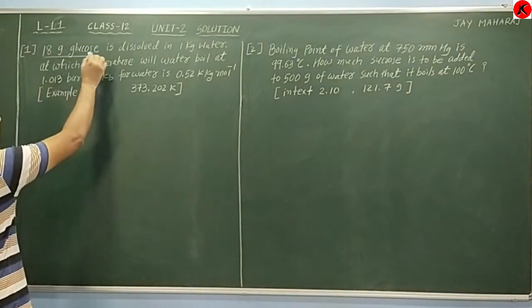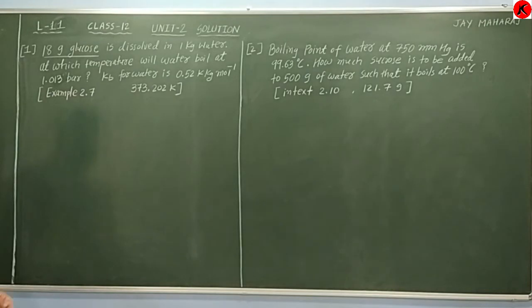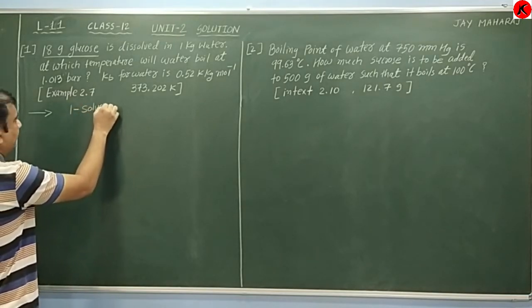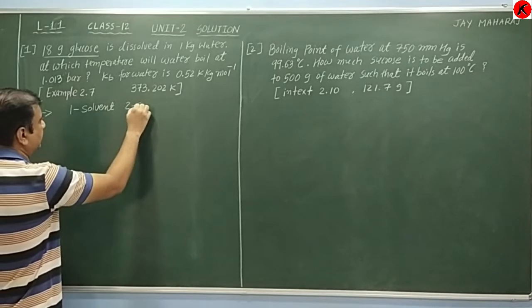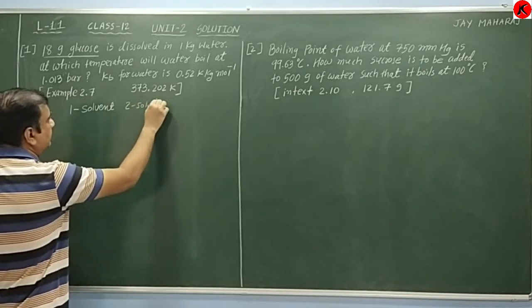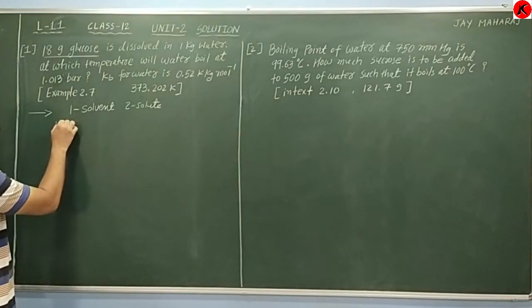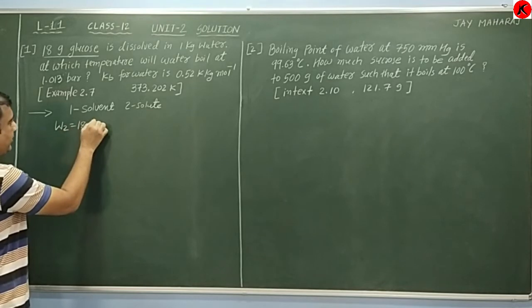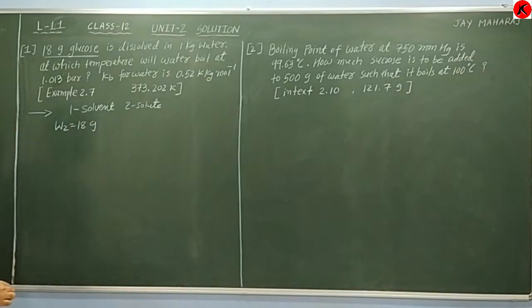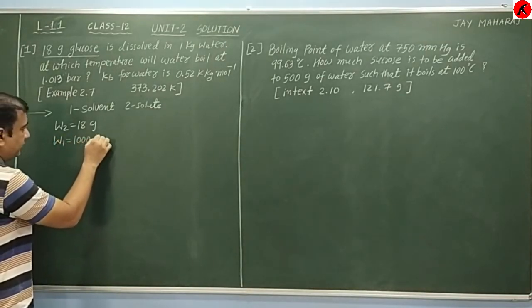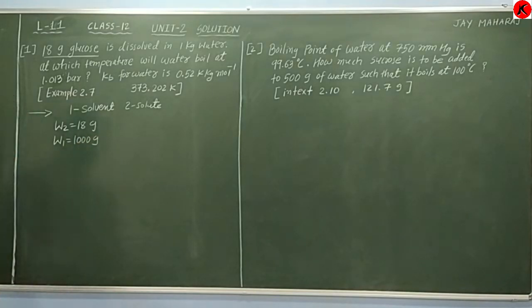18 gram glucose. So glucose is a solute, and the mass of solute is given. Remember our notation: 1 means solvent, 2 means solute. Now 18 gram glucose is given, that means W2 is 18 gram. It is dissolved in 1 kg water, that means mass of water is given, 1 kg, that is 1000 gram. Mass of solvent is given.